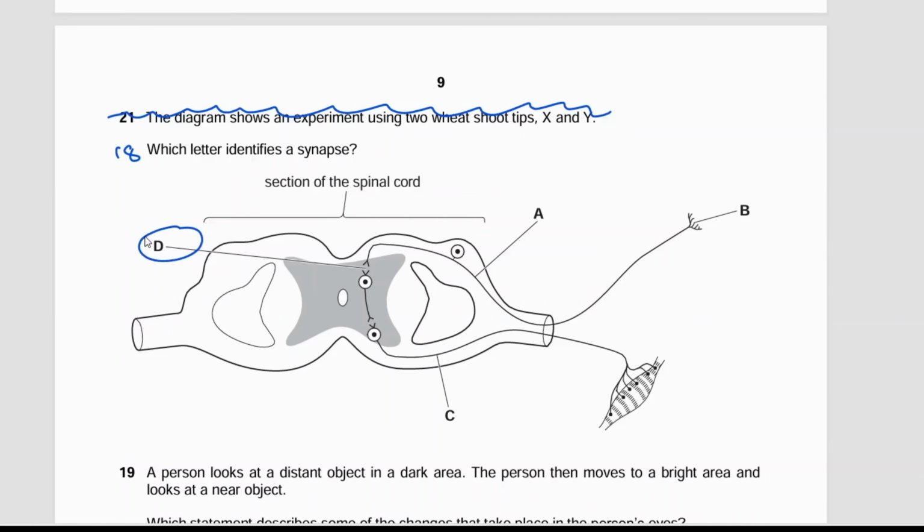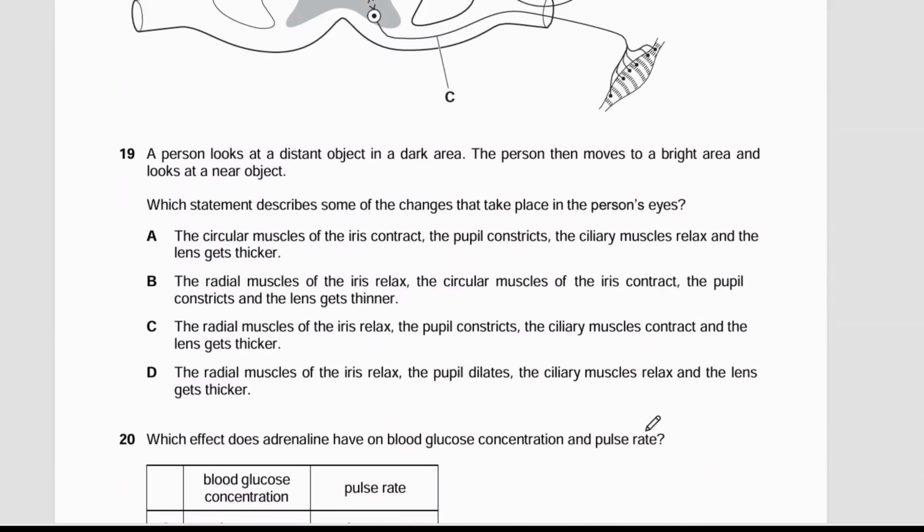D. That's a junction. Good. A person looks at a distant object in the darkness, and then moves to a bright area and looks at the near object. Which statement describes some of the changes that take place in the person's eye? Now, this is related to both the pupil size and the lens thickness.